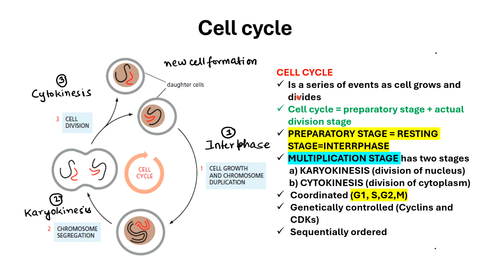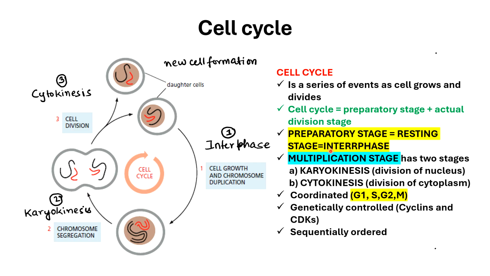Is that clear? So the cell cycle is a series of events as the cell grows and divides. Whatever events are taking place as the cell grows and divides, that is all comprised in the cell cycle. Now it consists of two stages: preparatory stage plus the actual division stage. Now this preparatory stage, in which the cell growth and the chromosome duplication is happening, is called the resting stage or the interphase.